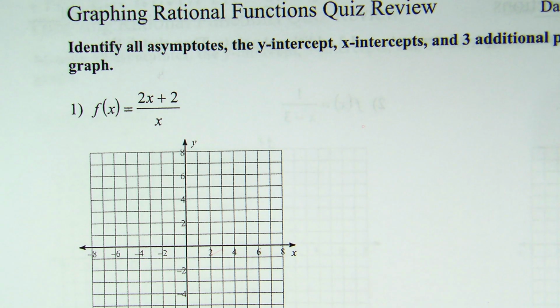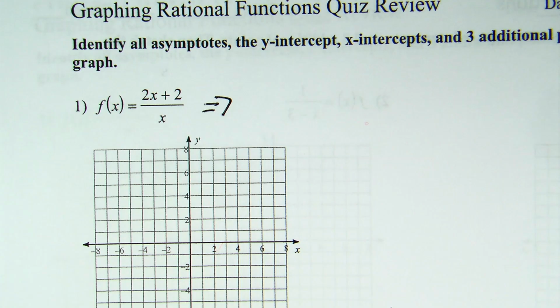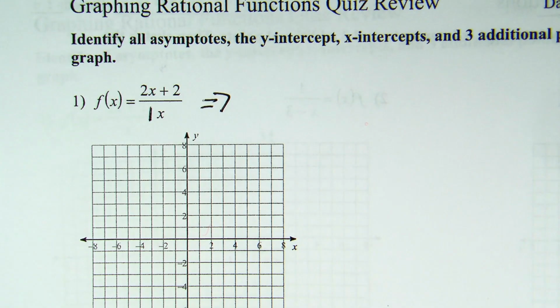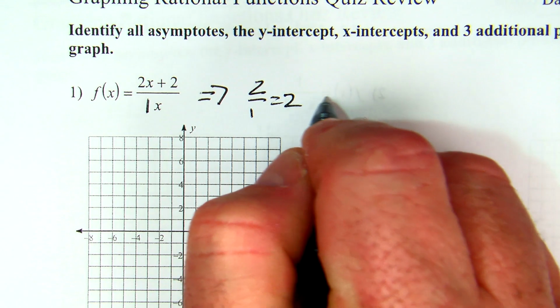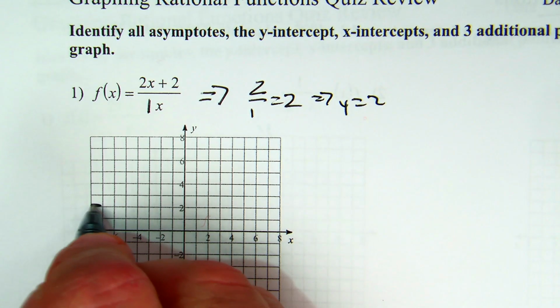Find the horizontal asymptote. Okay, how am I going to find the horizontal asymptote? First off, what's the coefficient of the x in the bottom? 1. And what math am I going to do? I'm going to divide 2 by 1. Everybody good with that? So y equals 2 is my horizontal asymptote.